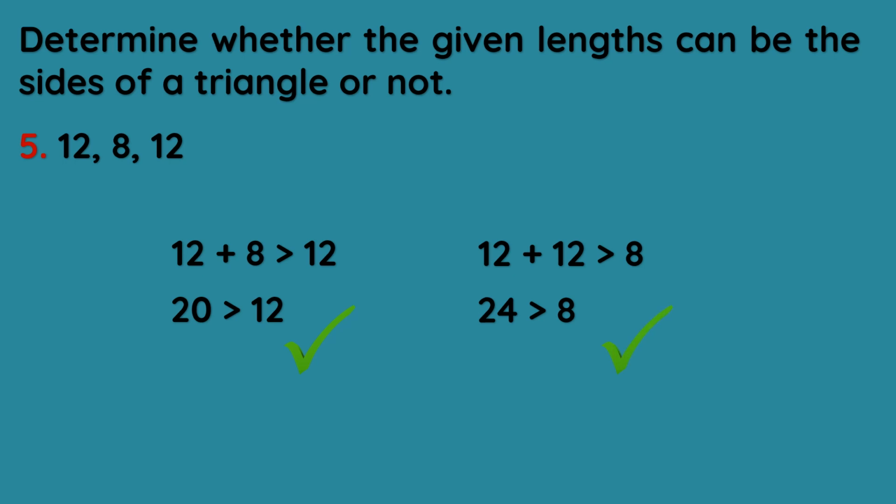If we add 8 and 12, our answer is also 20. Since 12 is again the third side, the answer here is the same: 8 plus 12 is greater than 12. That is, 20 is greater than 12. Therefore, 12, 8, 12 could be the lengths of the sides of a triangle. And the triangle formed here is an isosceles triangle since the lengths of two sides are congruent.